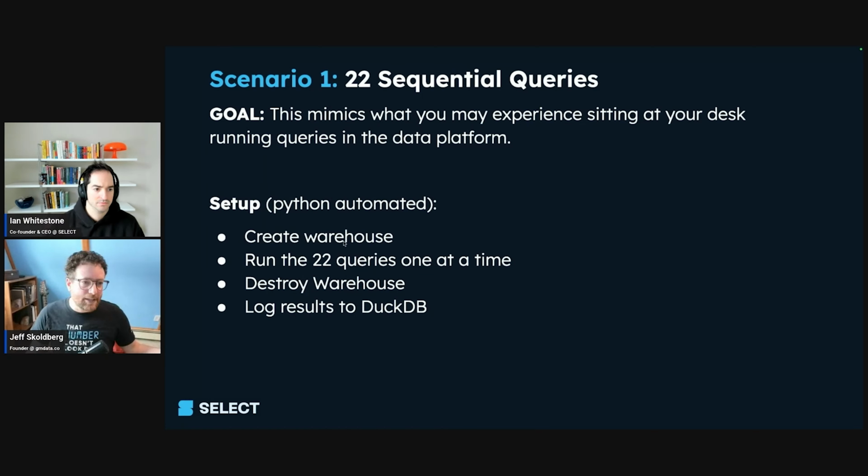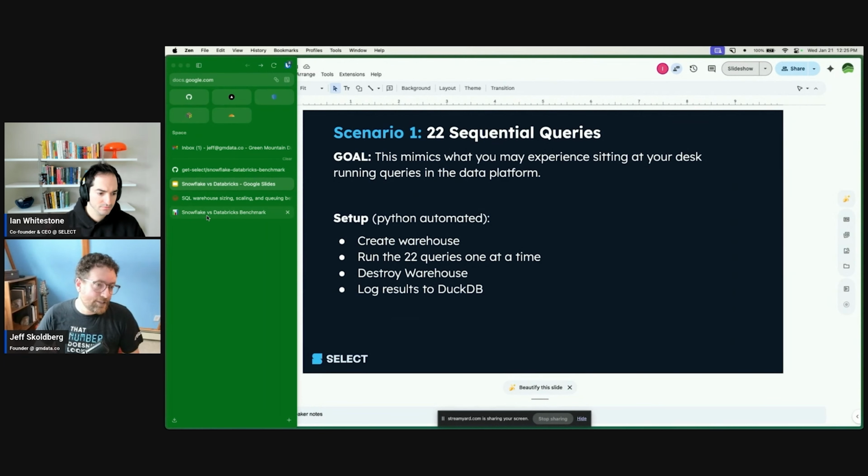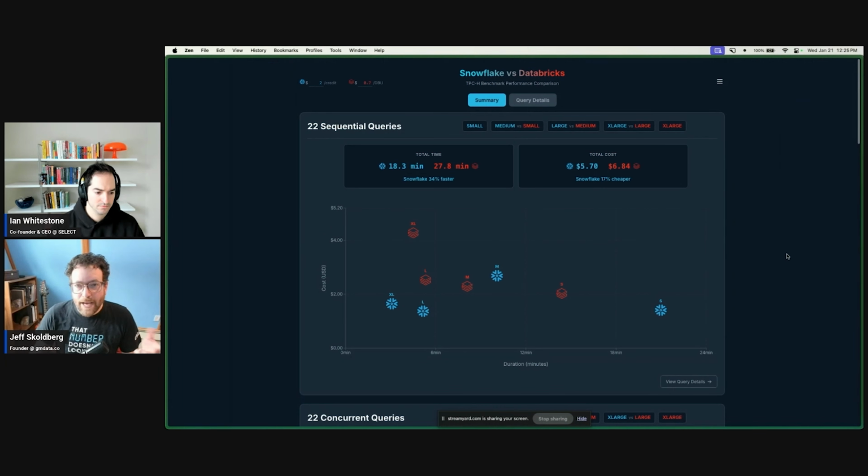The setup is exactly what we talked about. Create the warehouse, run the 22 queries one at a time, destroy the warehouse. And then we log all the results to DuckDB, so I can see every run that I've ever done. It's just in a DuckDB. So in the repo are instructions for launching this very cool web app brought to you by Claude Code. And here now you're seeing the results for the 22 sequential queries.